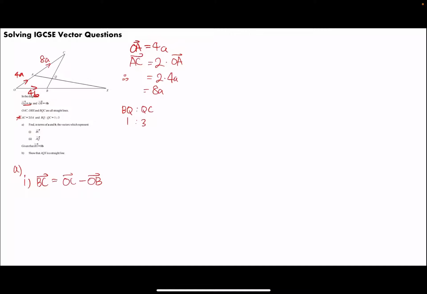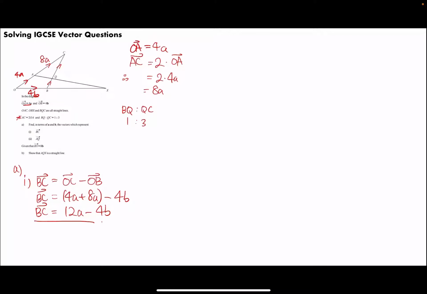BC is basically BO and then OC. As we know, OB is 4B, so to get BO we need to do negative 4B. Then OC, which is in the upward direction, in the direction of BC. So BC equals OC, which we know is 4A plus 8A, and then minus 4B. So this is 12A minus 4B. So that is BC. Okay, we know this.